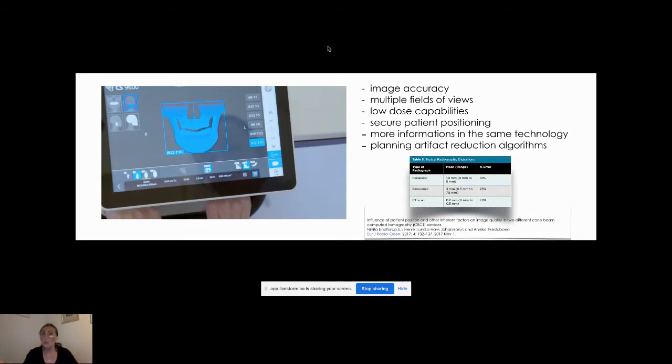We need a secure patient positioning because the first origin of distortions and mismatches and inaccuracies is the bad positioning of the patient or the movement of the patient. We need to implement more technology in one, and so on, and reducing artifacts.